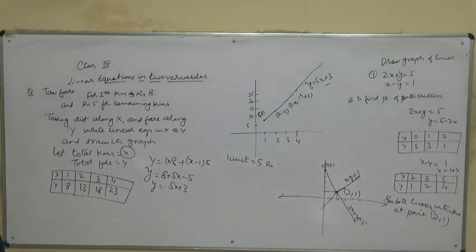Then this is all about your linear equation in two variables. We have seen how we can represent the linear equation in one variable, then in two variables, then we have checked whether a particular value is the solution of the equation or not. Then next we have drawn the graph, and from the graph we have checked whether a particular value belongs to that graph line or not.